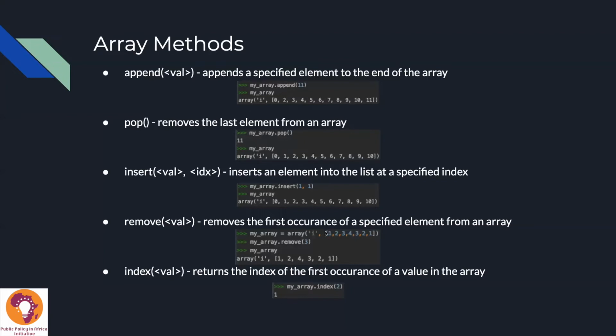So the 1 here is at index 0, the 2 is at index 1, so it returns index 1. Again, this returns the first occurrence of a value in an array. So even though I have 2 2s in my array here, I'm only getting the index of the first occurrence of the 2 in that array. So I get a 1 back. We ignore the fact that there's a second 2 in that array.